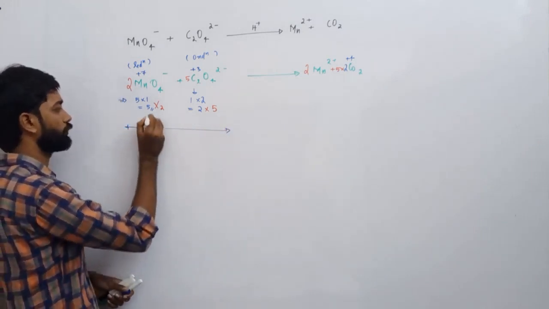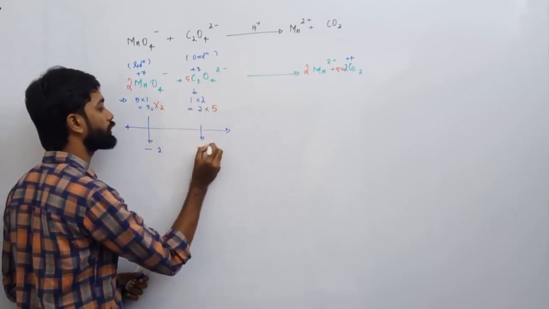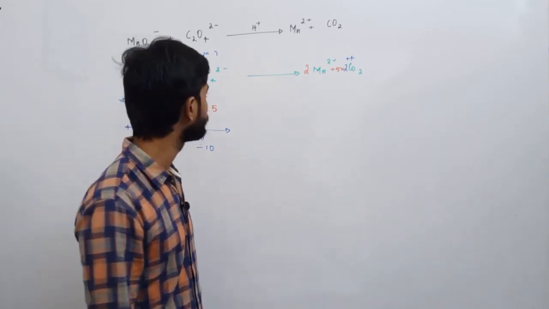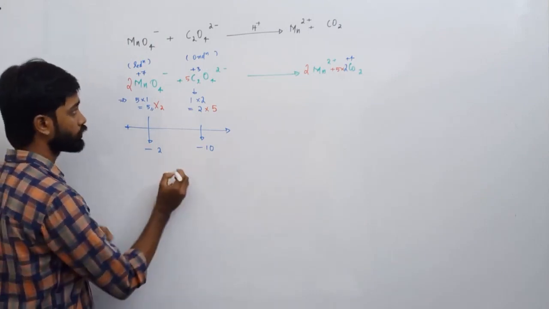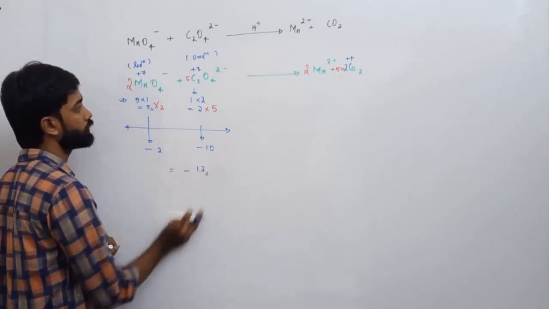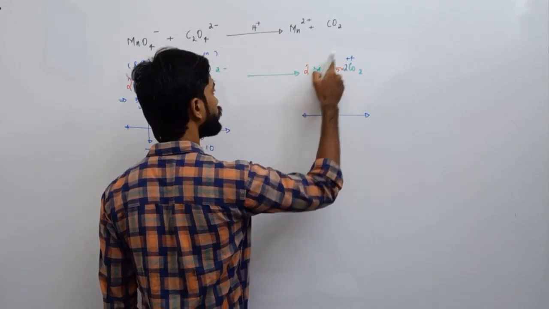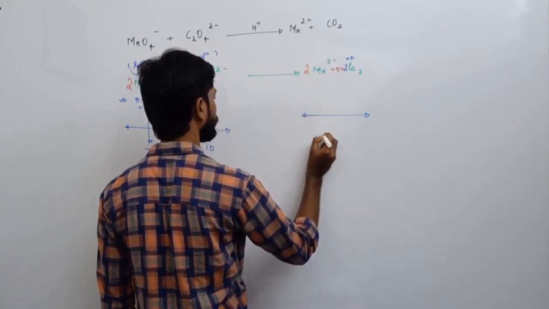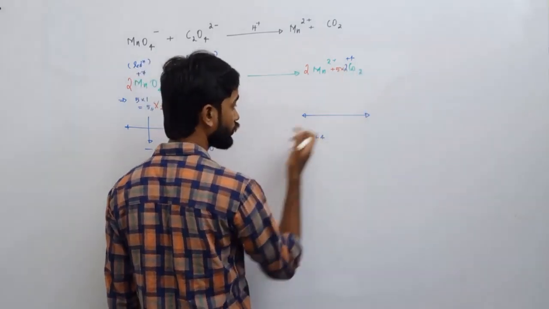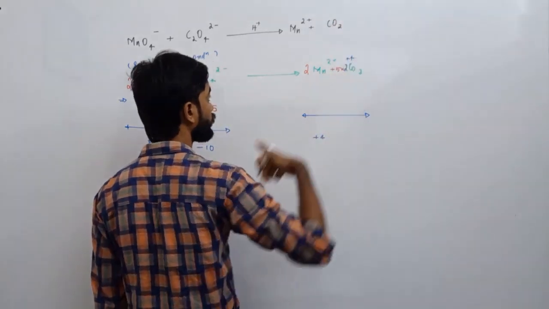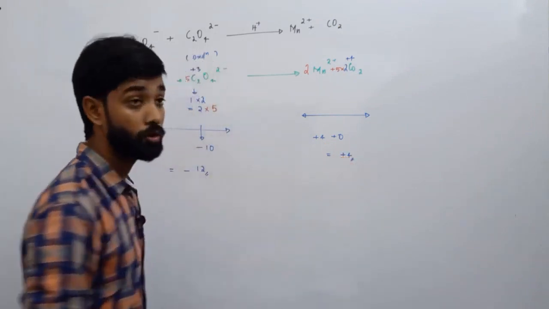Check the ionic charge. 2 into -1, -2. 5 into -2, that is -10. Ready? Is it okay? So the total negative charge is -12 here, right? Yes. What about here? 2 into +2, that is +4. 10 into 0, since the whole charge of CO2 is 0. This +4 is given by Mn2 plus. So here 4 positive charge and here my 12 negative charge.